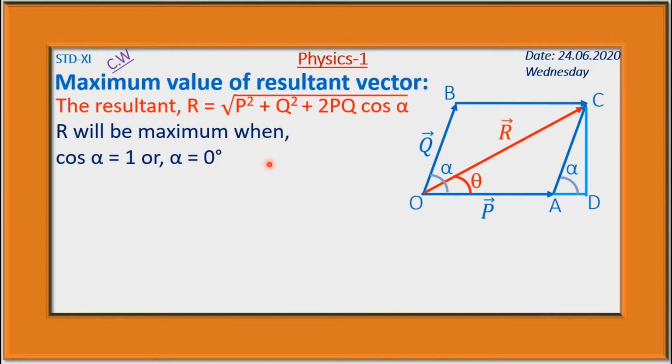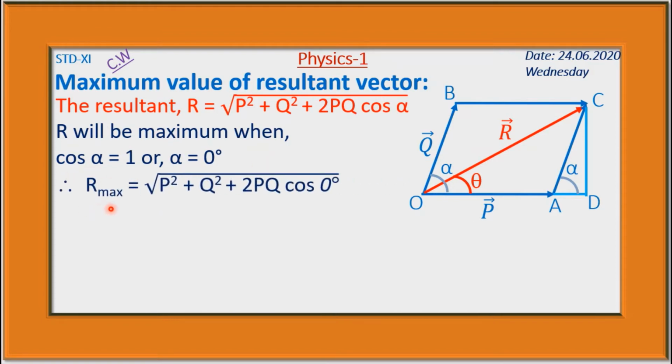That is, if the angle between two vectors is 0 degree, then the resultant will be maximum. That is, if two vectors act in the same direction, angle 0 degree means the two vectors act in the same direction.